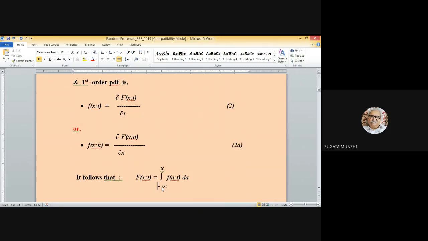Capital F will be the integral of small f. And remember here, for both continuous time and discrete time random process, the integration is done along the ensemble, along the collection, not along the time axis. Therefore, here the variable of integration is not t, but it is a. And ultimately, a is a dummy variable. Ultimately, we will get a function of x.